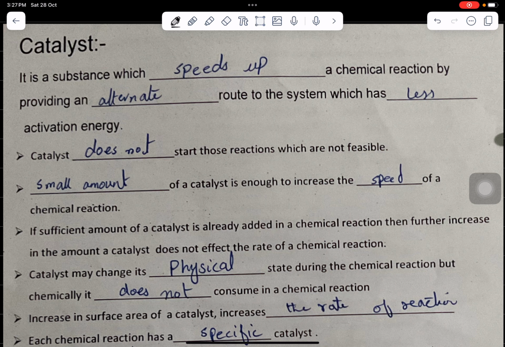First of all, it is a substance which speeds up a chemical reaction by providing an alternate route to the system which has less activation energy. Okay, what does this mean?